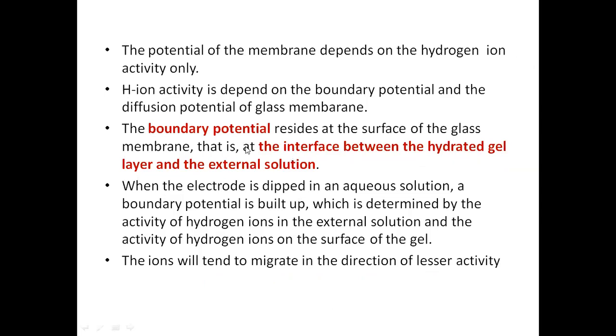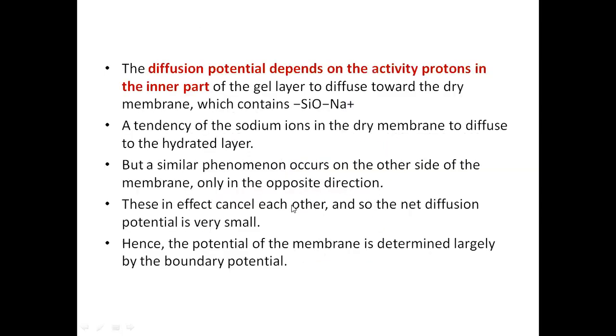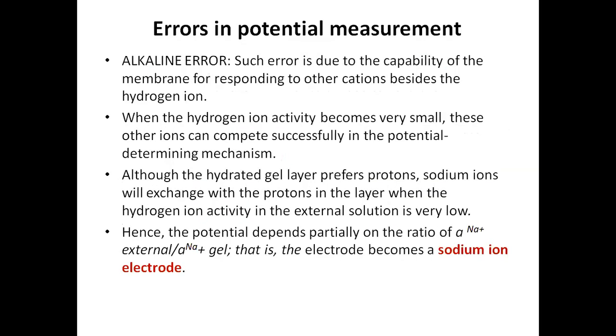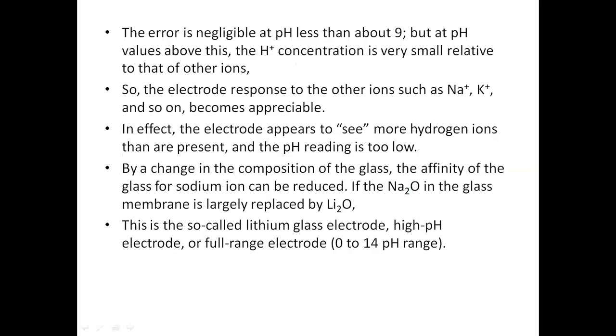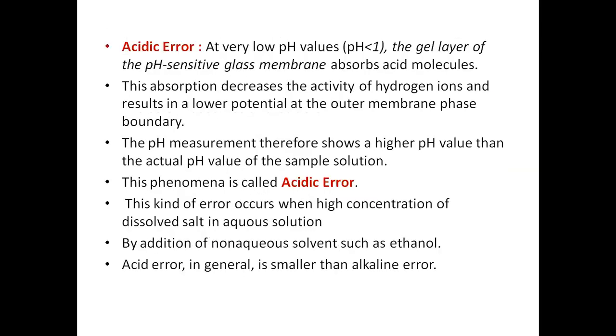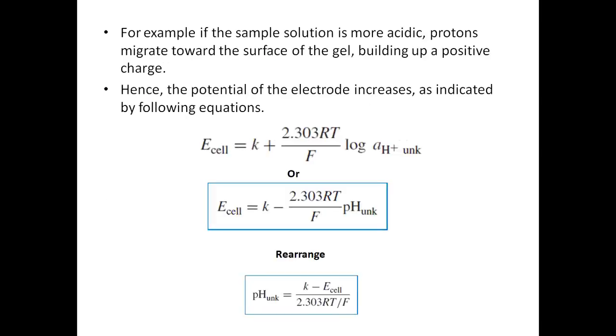Now, what is the boundary potential? It occurs on the outer side of the glass membrane. Diffusion potential takes place on the internal side of the glass membrane, and there are some errors while we take the potential measurement. Alkaline error takes place when we use a highly alkaline solution, more than 9 pH, and the acidic error takes place when we take a highly acidic solution for the measurement, where the pH is less than 1. So this is all for today's lecture.